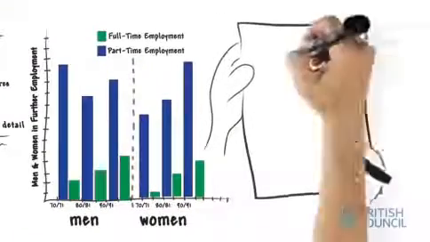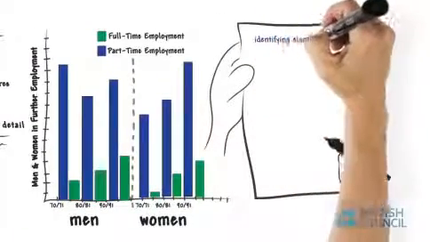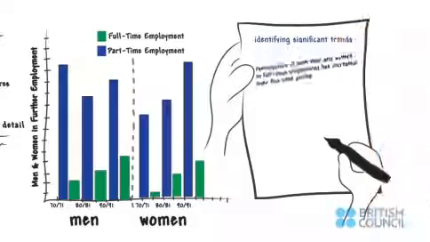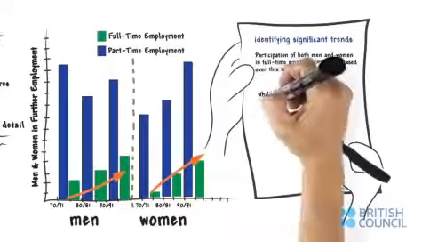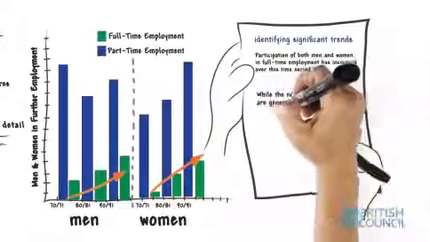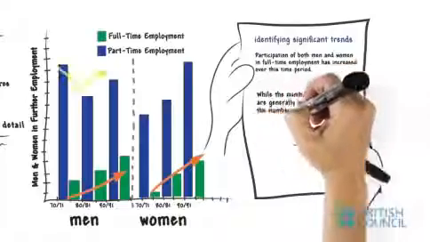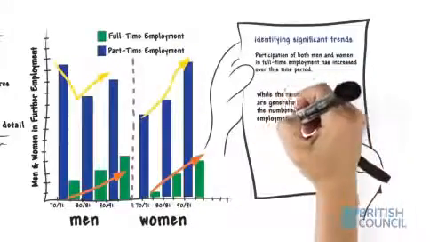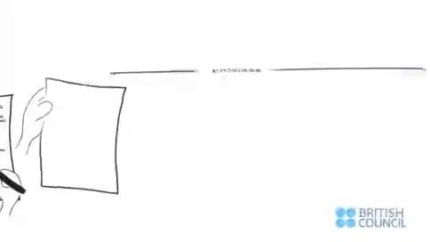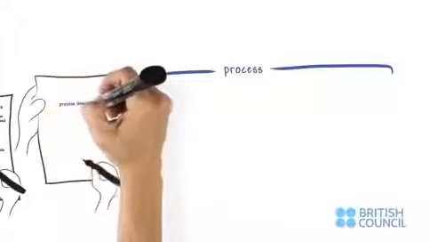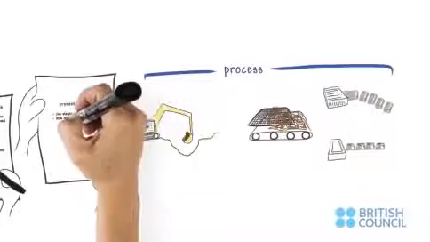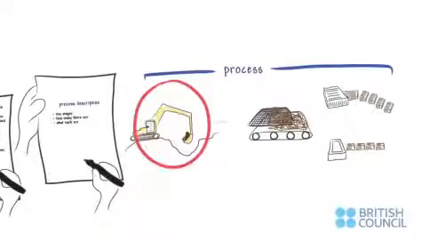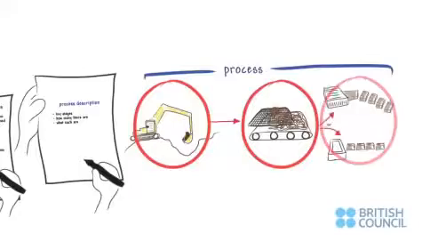Looking at this graph, we would say, from the graph it is apparent that participation of both men and women in full-time employment has increased over this time period. However, while the numbers of women are generally increasing, the numbers of men in part-time employment are fluctuating. In a question requesting a process description, the overview might identify the key stages in the process. For instance, how many stages there are and what each are, briefly.